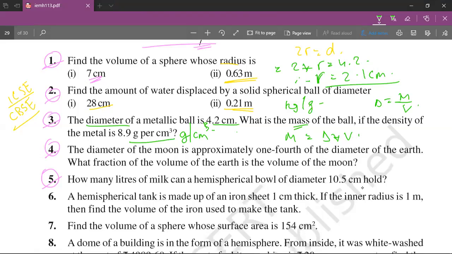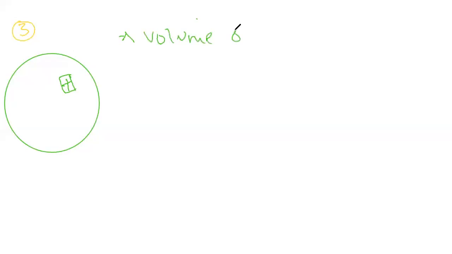I'll clear this all, and this is our third question. Do not forget to draw our circle. So once we have drawn our beautiful circle, we will draw a window so that it differentiates between a circle and a sphere. Volume of a sphere is equal to 4 upon 3 pi r cube. Don't forget to write the statement, don't forget to write the formula.